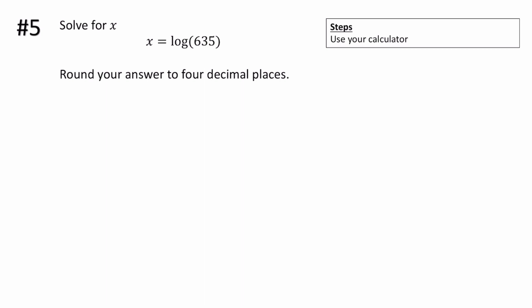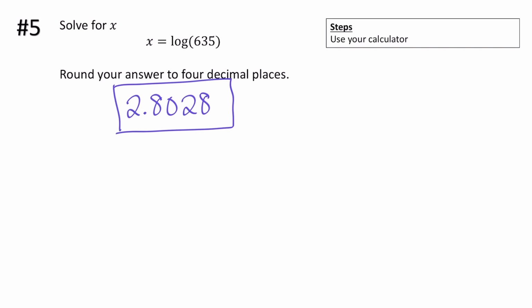So now let's go ahead and work on this problem. It says x equals the log of 635 and round your answer to 4 decimal places. All you need to do is type this in your calculator. Just do log 635, hit enter, and then we have 2.802, and then that's going to round to an 8. Okay, so you just use your calculator because that is the common log.